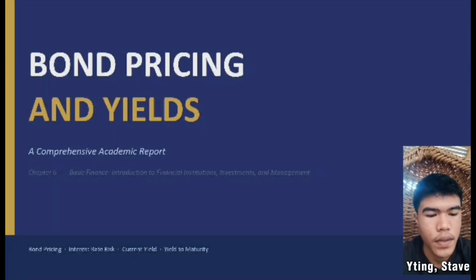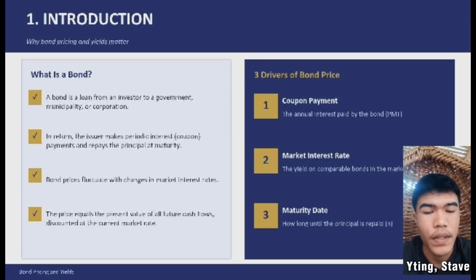Bond pricing and yields. Introduction. Why do bond pricing and yields matter?